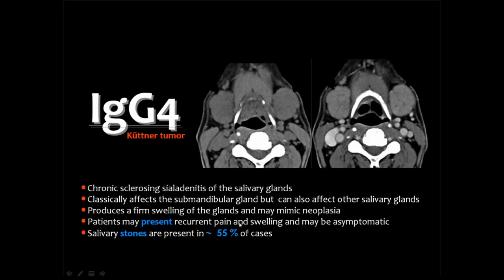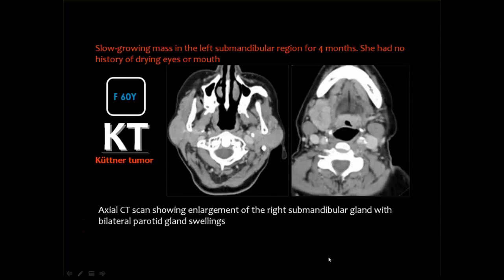The lesion will appear as a firm swelling, which may simulate a tumor. And there is recurrent pain and swelling. Sometimes the patient is asymptomatic. Salivary stones may be present in up to 55% of the cases.